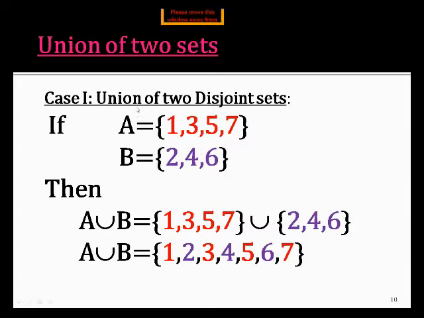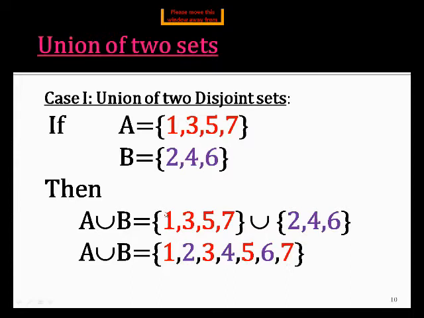Here we find the union of these two disjoint sets. Then we have to find A union B. This symbol, ∪, is called union; it is used for the union of two sets. So A ∪ B is equal to: first we write the first set, which is set A, {1, 3, 5, 7}. We place the union sign and write the second set, which is {2, 4, 6}. Now we have A ∪ B equal to {1, 2, 3, 4, 5, 6, 7}.